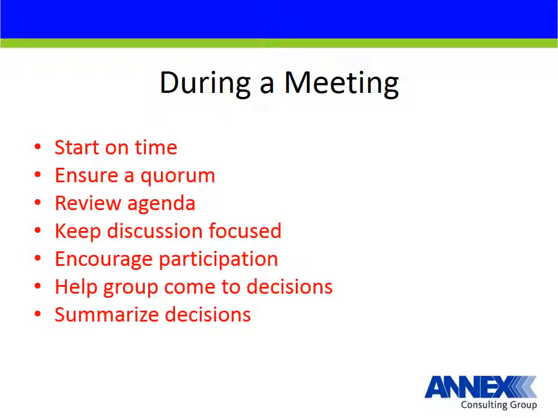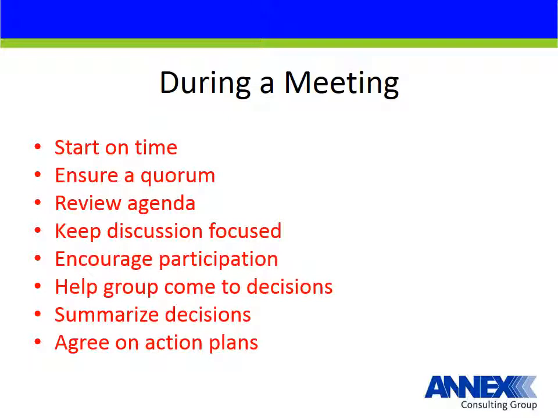Summarize decisions. When a group seems to have come to a consensus or decision, restate and summarize what the final decision is. This helps to ensure that all members hear the same thing. Clarification at this point can prevent problems later.